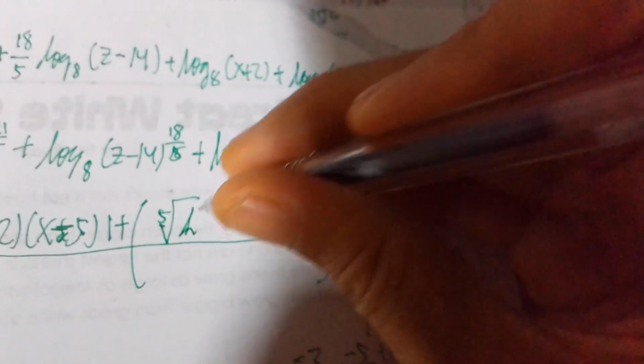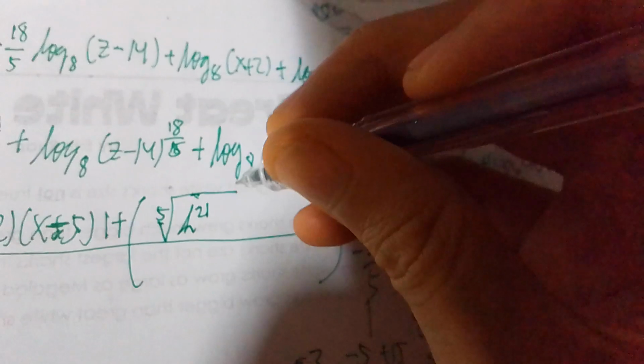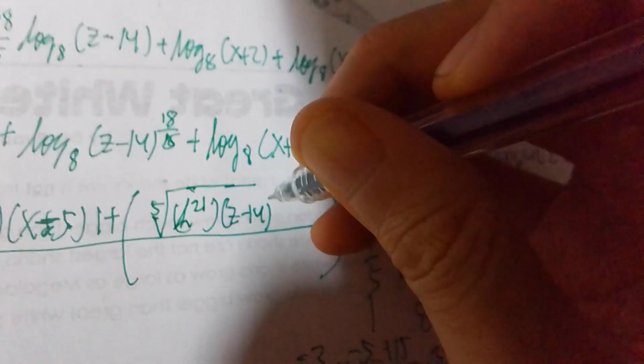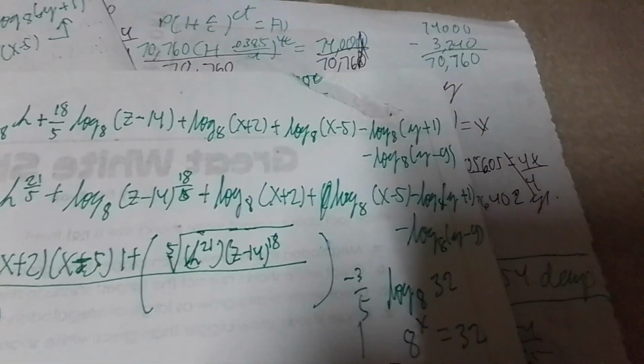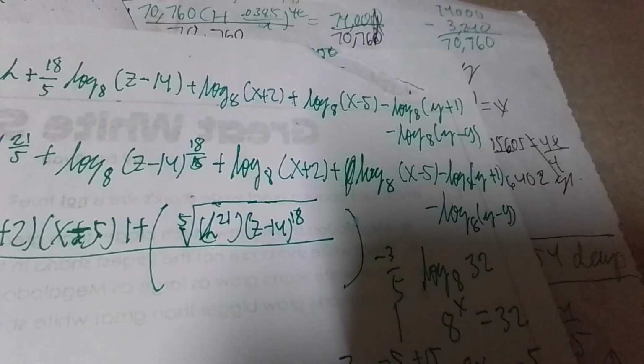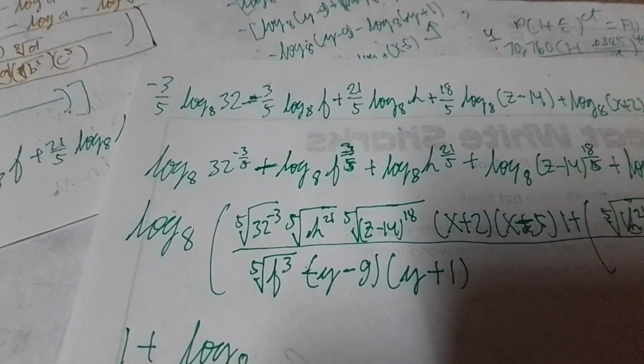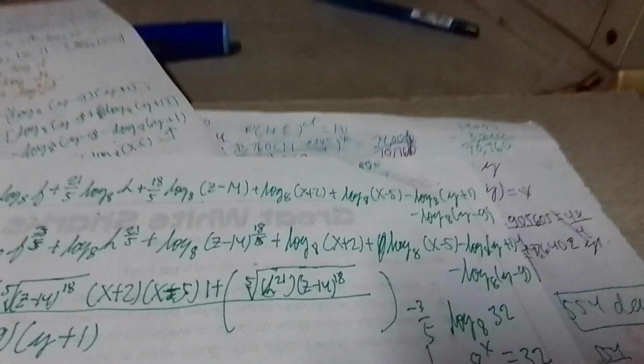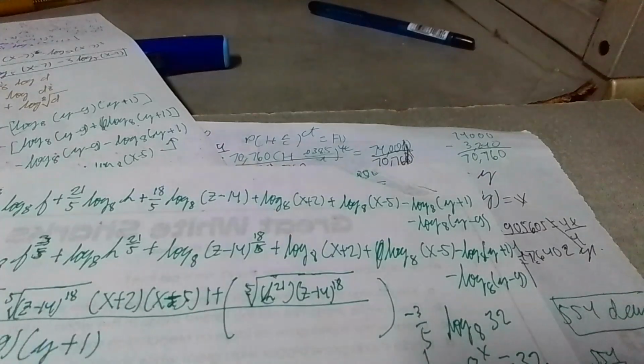So therefore, it's h raised to 21 times z minus 14 raised to the 18th power. So that's how they're being raised to the 5th power. I mean, to the 5th root. Di ba? And then doon sa baba, it's f cubed taken by the 5th root. Of course, we can also do that. Para sabay na, we can also do it this way.